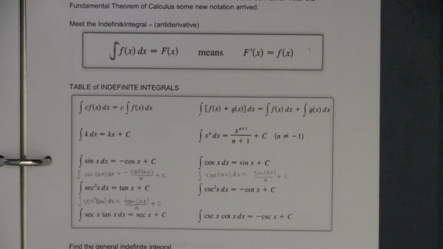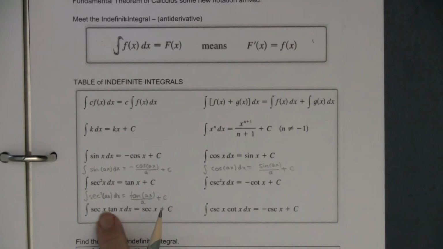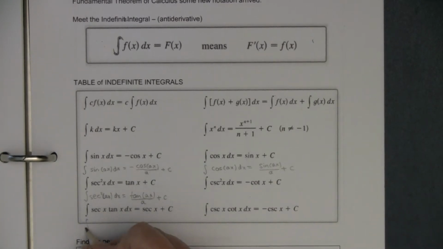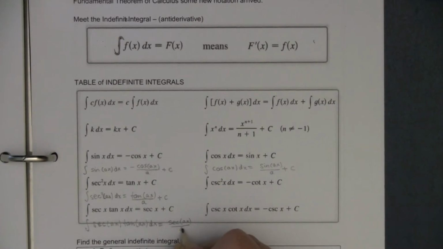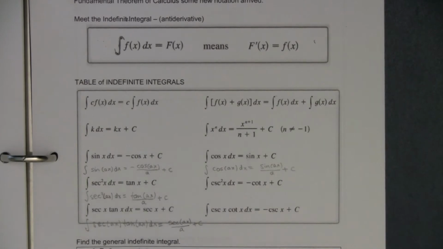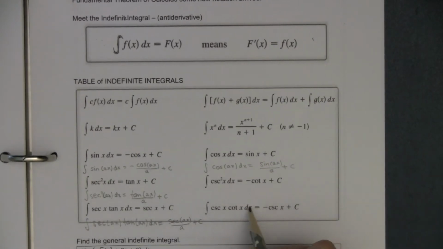Now, these would have to be the same input. They couldn't be, this one 2x and that one 3x. They have to be the same input. So if they are the same input, the integral of the secant of ax times the tangent of ax dx, then the antiderivative there is the secant of ax over a plus c. So they do have to be the same.